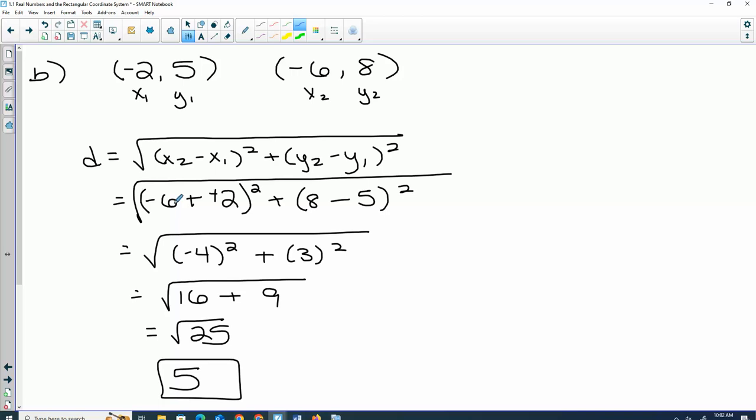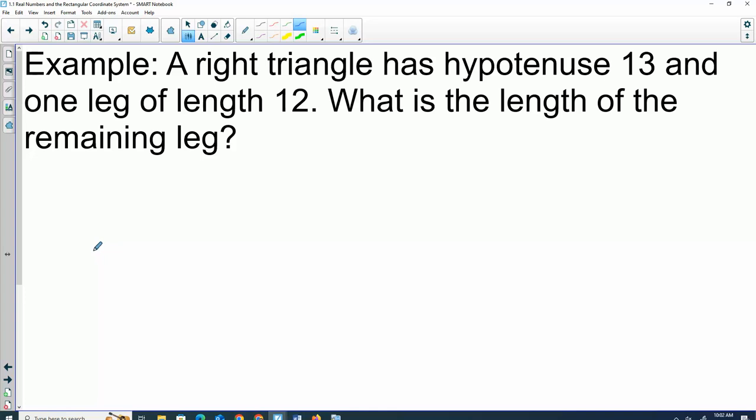Alright, questions about the distance formula? Do we need another one of those? What if I asked you this question? So a right triangle, let's draw ourselves a right triangle, has a hypotenuse, so that's the longest side across from the right angle, of 13, and one leg of length 12. What's the length of the remaining one? So I could just call this a or x or whatever variable I like for now.